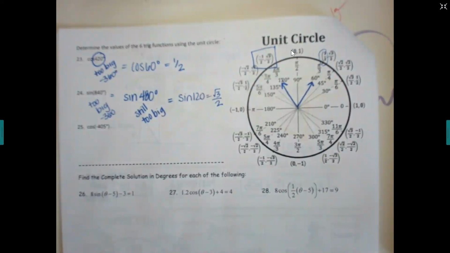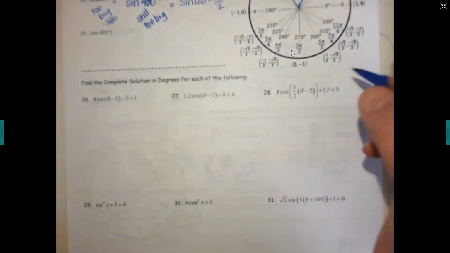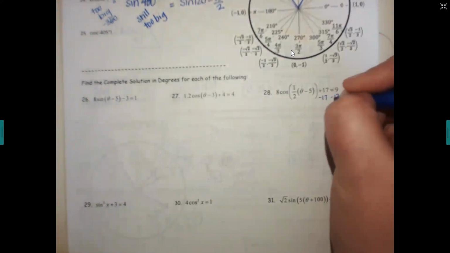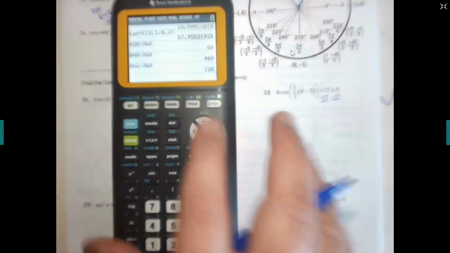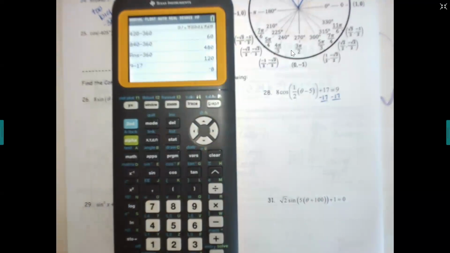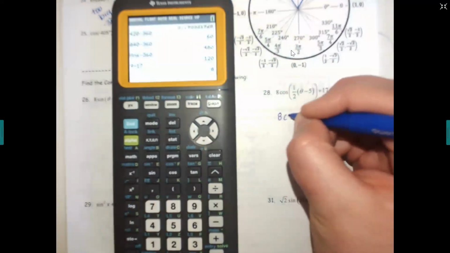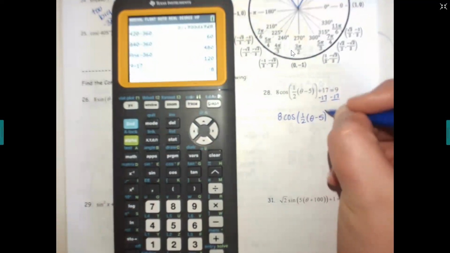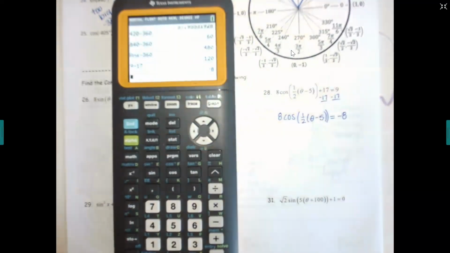All right, and then this is the last section for the first half. So take a look at your pictures or your equations. We're going to use the unit circle to solve these. Let's do 28. So I want to get theta by itself. I have a plus 17 over here, so I'm going to minus that across. So 9 minus 17 gives me -8. So I have 8 cosine 1/2 theta minus 5 equals -8.